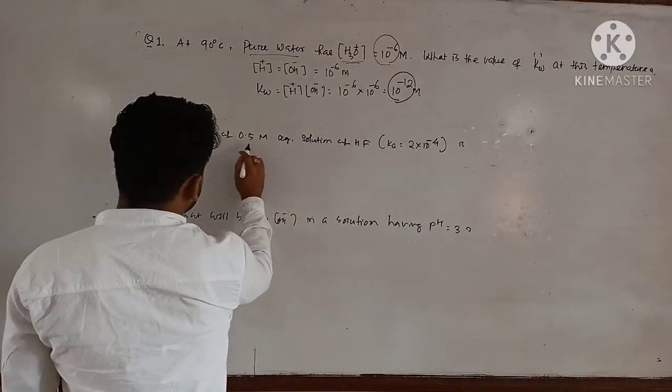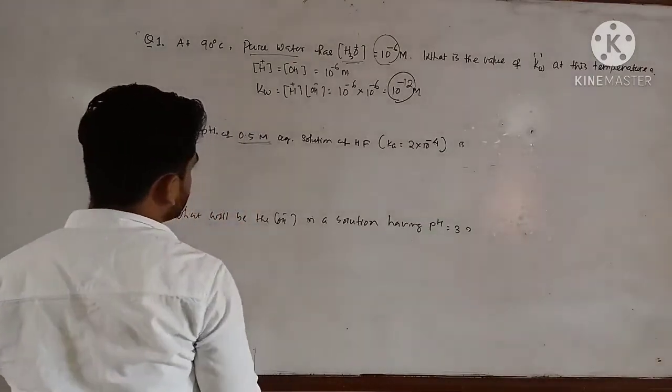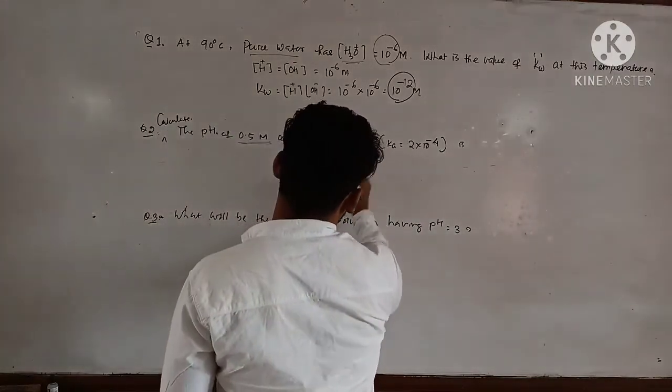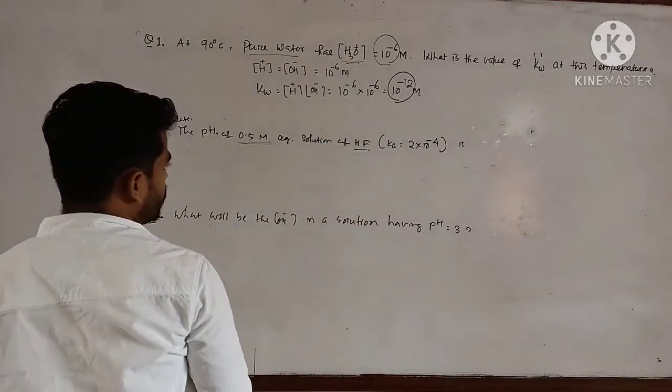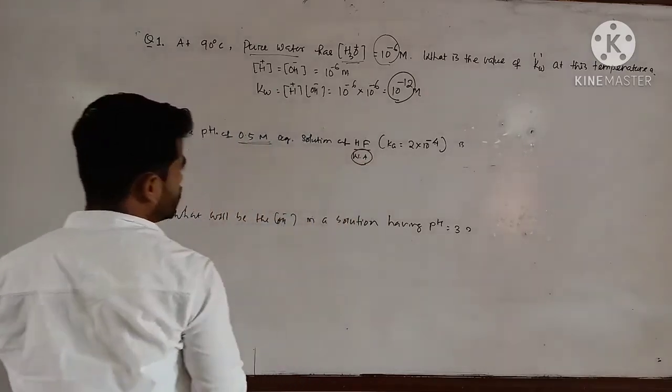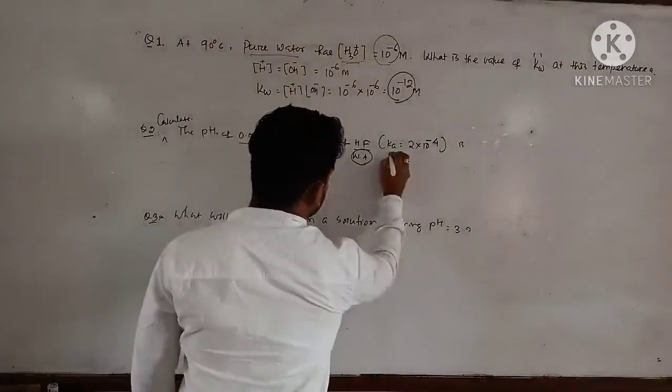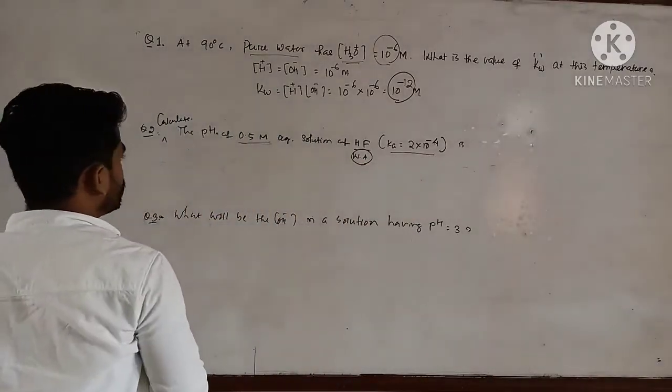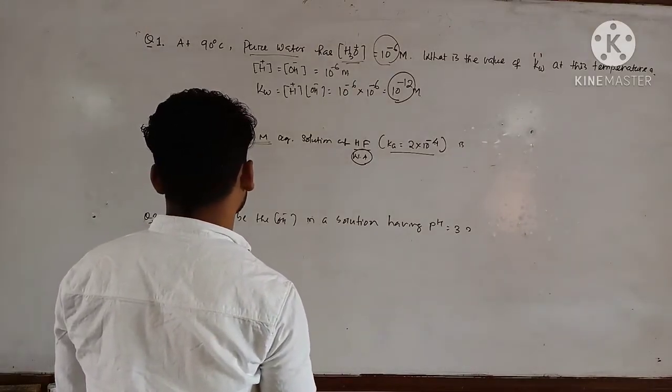Calculate the pH of 0.5 molar aqueous solution of HF. So hydrogen fluoride is a weak acid, the weak acid whose dissociation constant is given to you. Now you just calculate the pH.